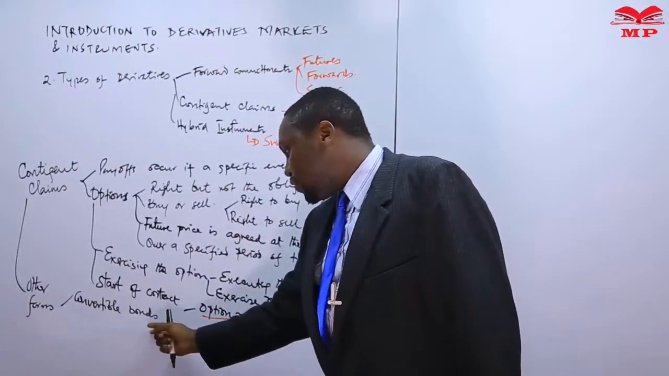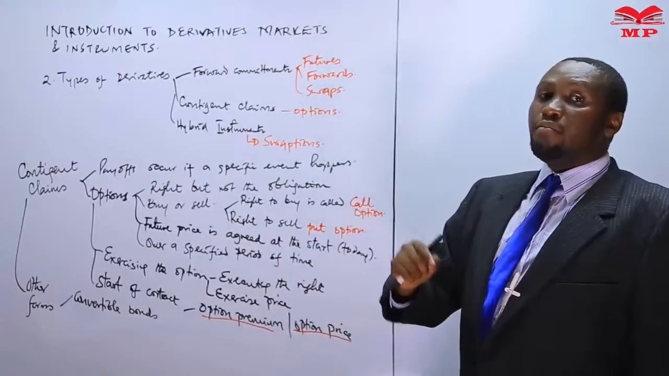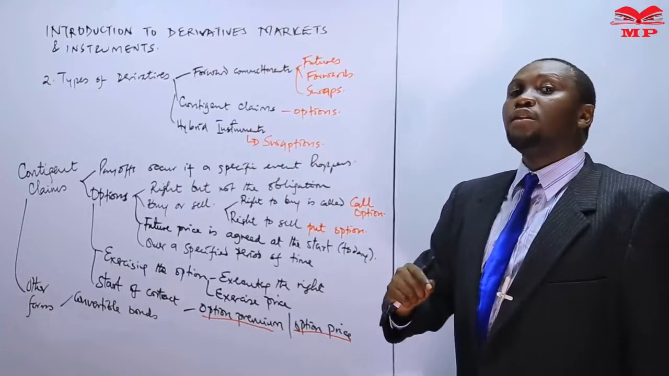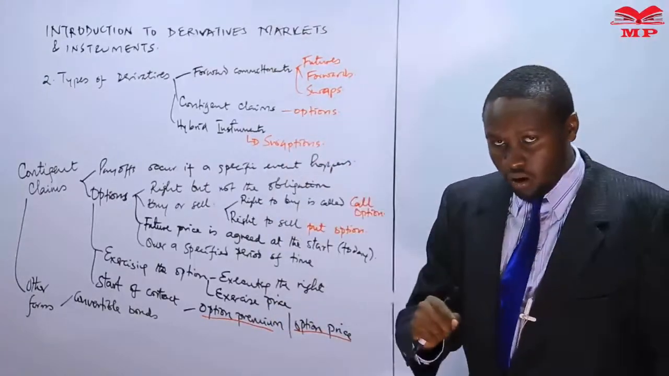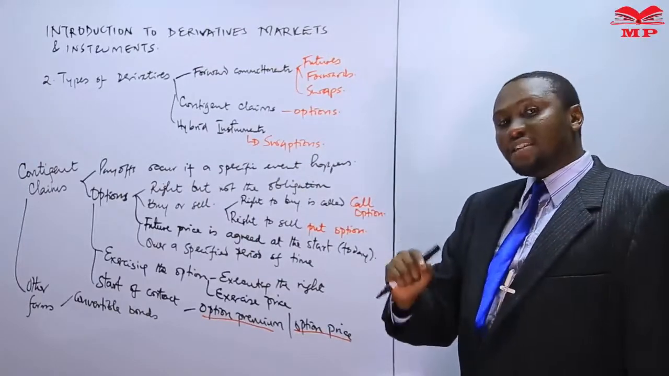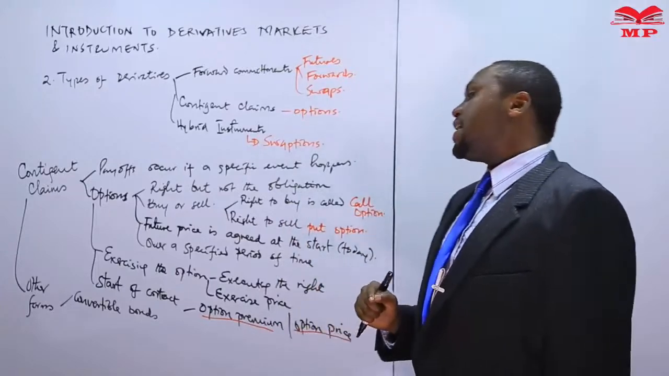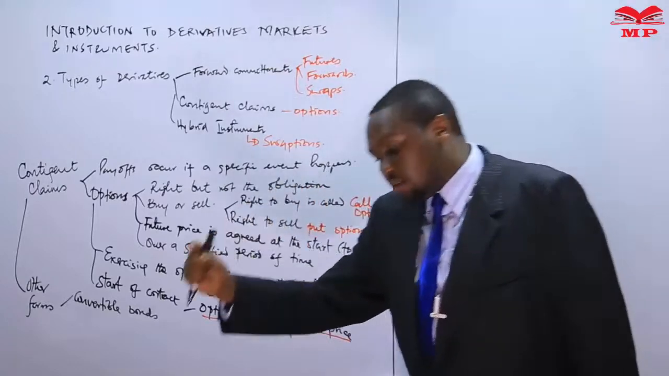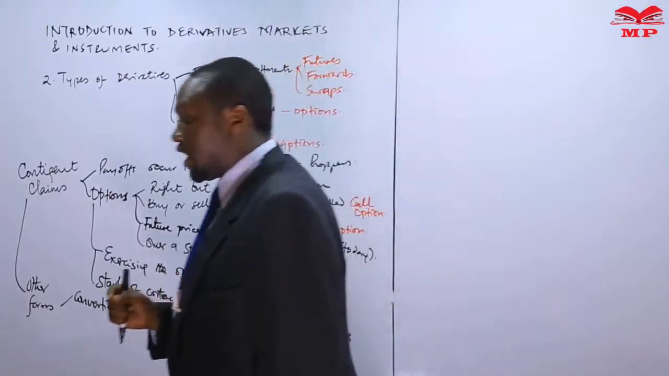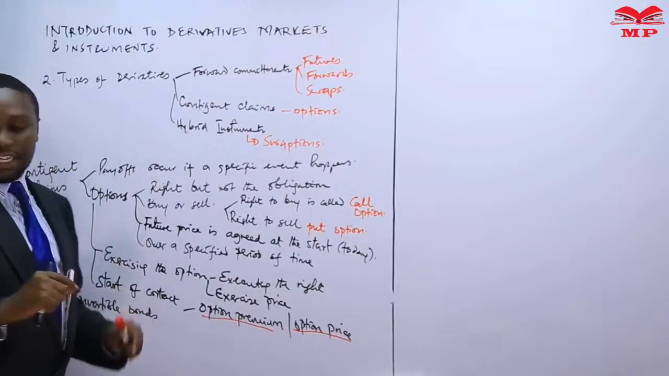A convertible bond is one that grants the bondholder, if it is favorable to him, the right to convert from the bond to what? To the stock. If the stock price is moving upwards in a favorable manner, then you would be enticed to convert from being a bond holder to a shareholder. And we are saying what? It is a type of contingent claim.